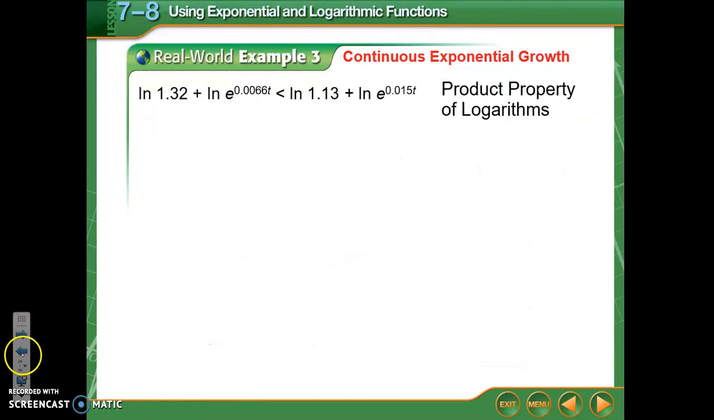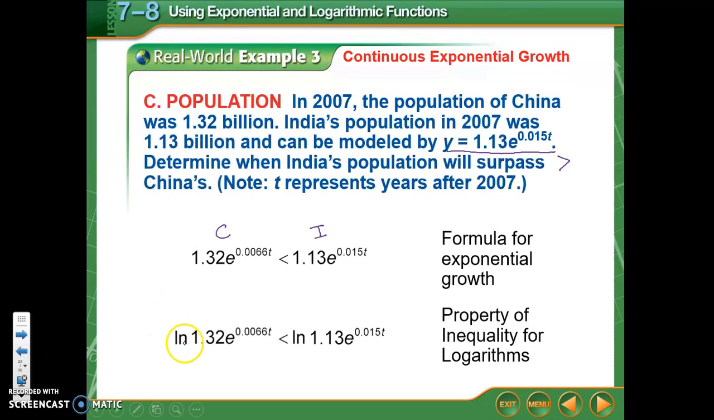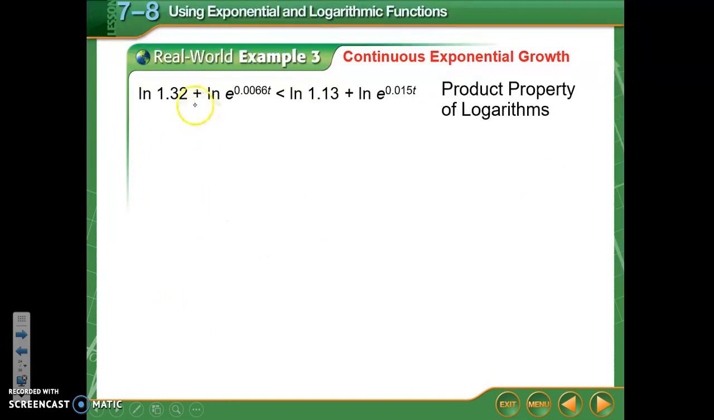And I'm going to use the product property of logarithms, okay? So notice here I have the natural log of 1.32 times the expression of e. So I have to split those up. Natural log of 1.32 plus the natural log of e is less than the natural log of 1.13 plus the natural log of e.